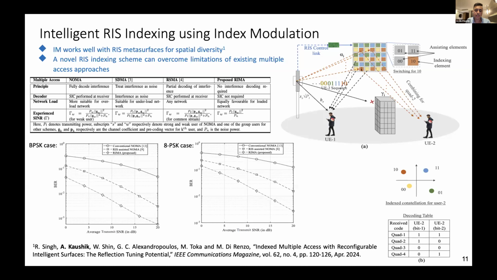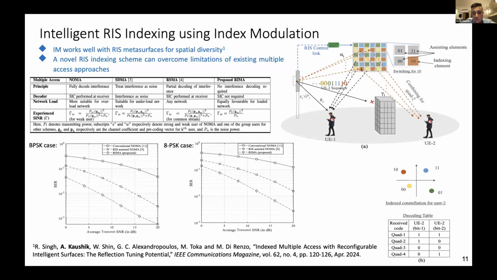You don't need to filter out the signals at the receiver, because you already embed the information at the transmitter in a way that you don't really require this sort of decoding when you reach the receiver, as is the case with, let's say, the other multiple access approaches or frameworks, right? In NOMA or rate-splitting multiple access, or some other multiple access approaches as well.